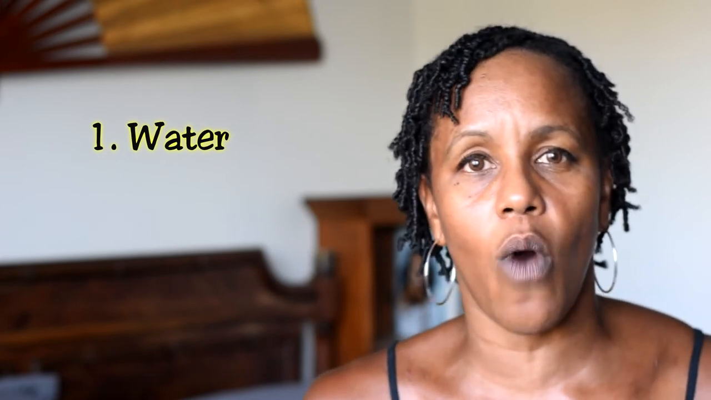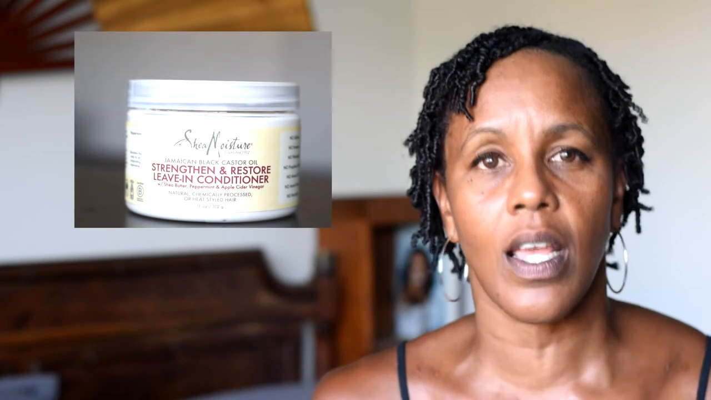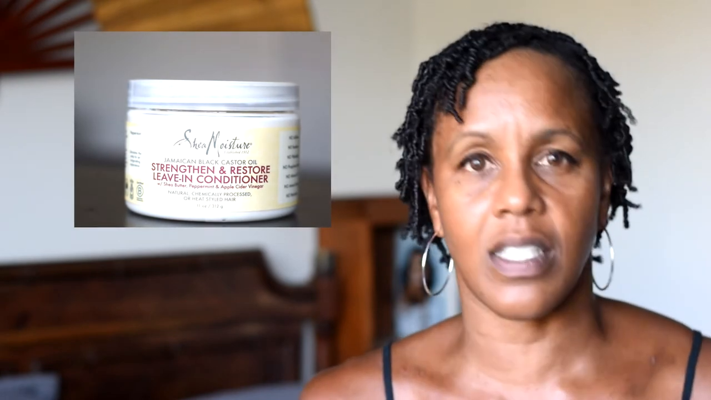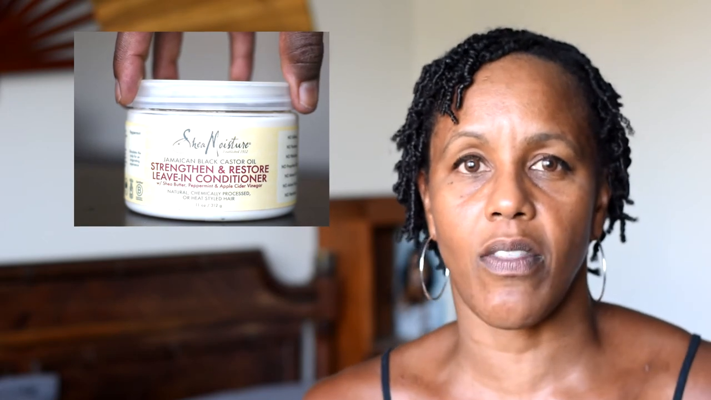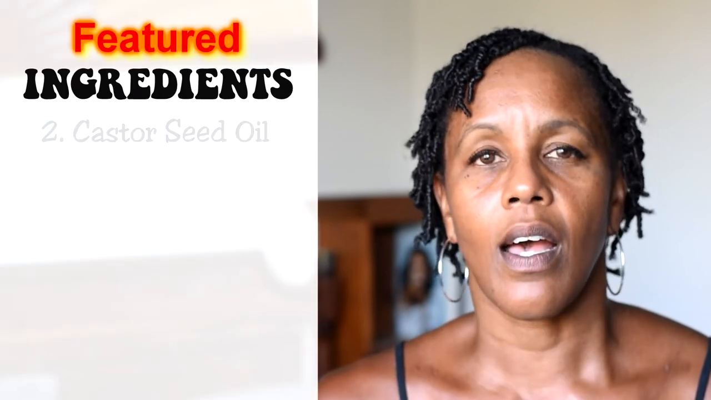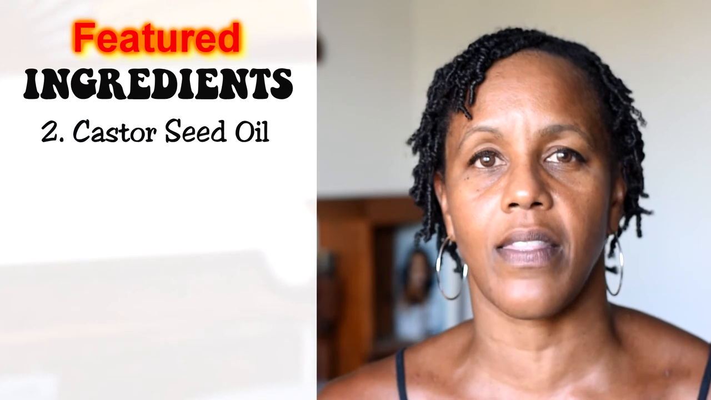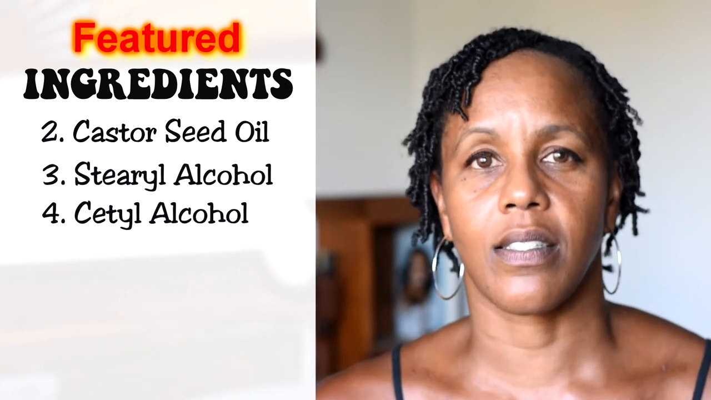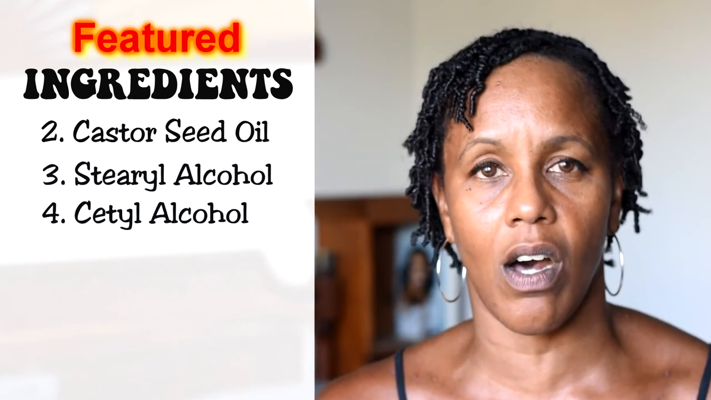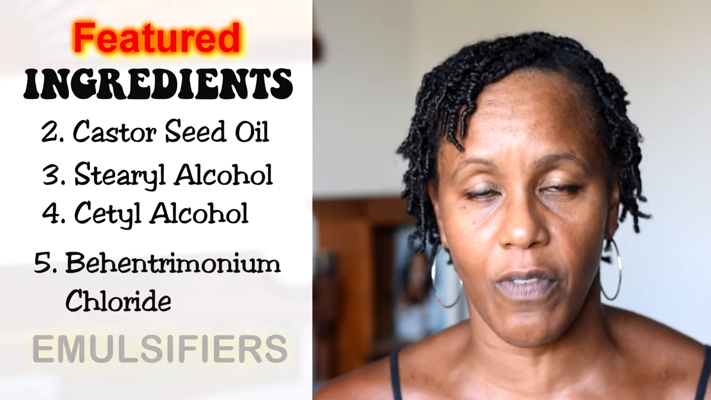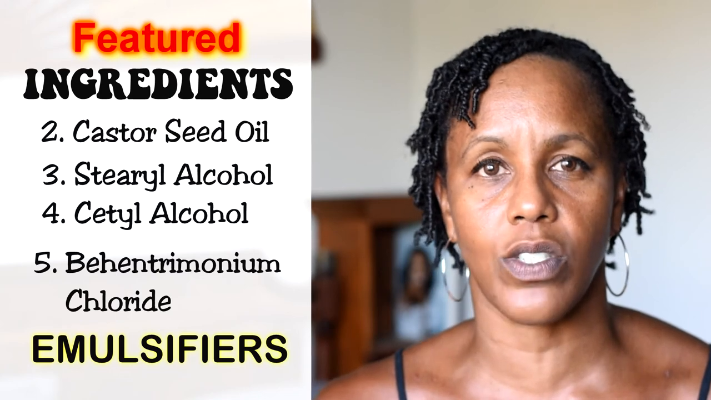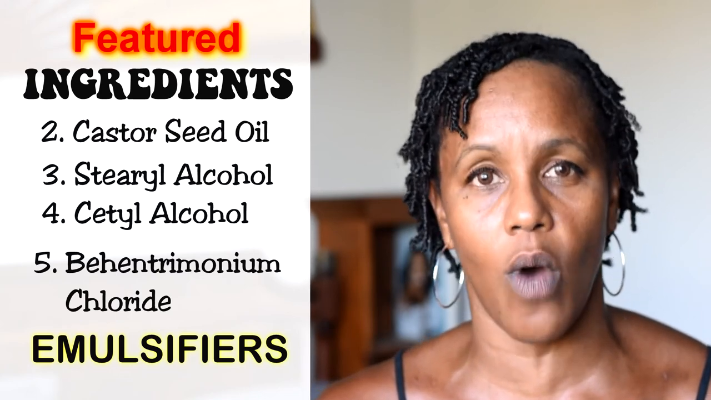Following water, the ingredients that I noted tend to say to me that this product is meant for something other than just conditioning your hair. Specifically, starting with the castor seed oil and then the alcohols, stearyl alcohol, cetyl alcohol, and then the behentrimonium chloride. These are all emulsifiers. One, what they're there to do is help to mix oil and water.